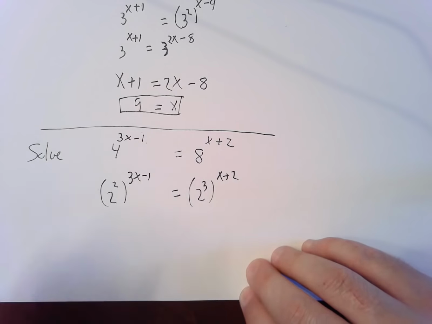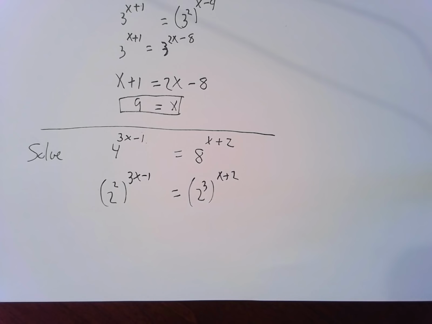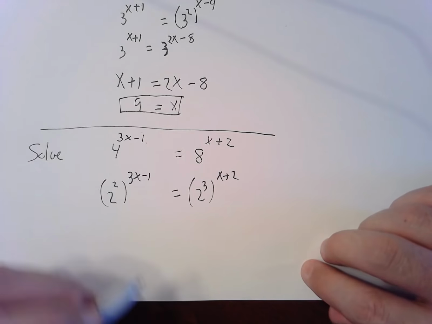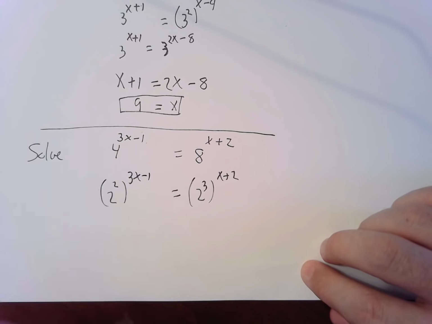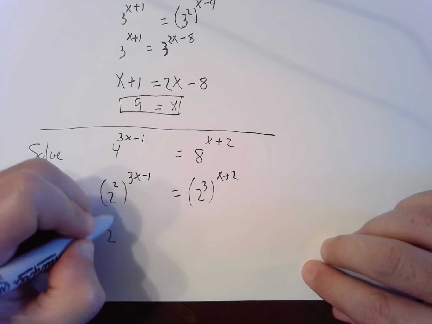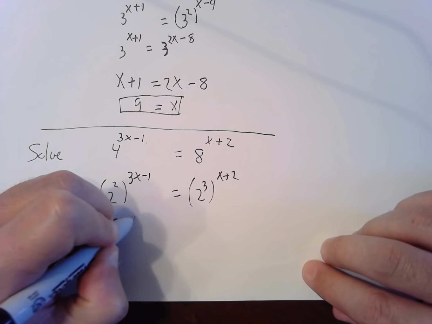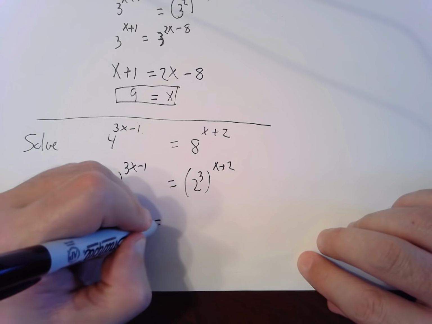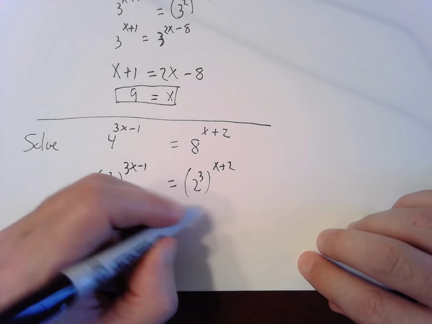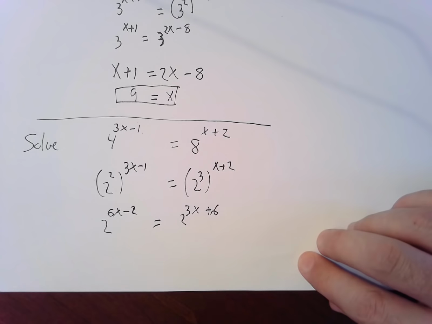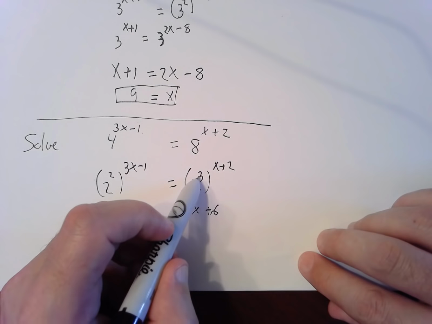Notice how I'm writing parentheses here. These are pretty necessary. A power raised to a power, we multiply. I have to distribute here. This is where the mistake happens. You have to distribute. On the left, I'll get 2 to the 6x minus 2. On the right, we'll get 2 to the 3x plus 6.